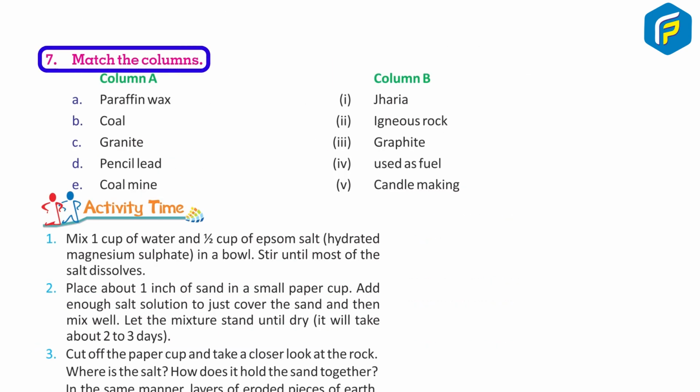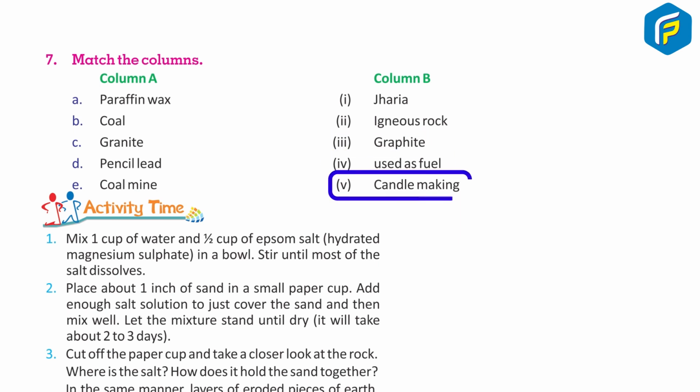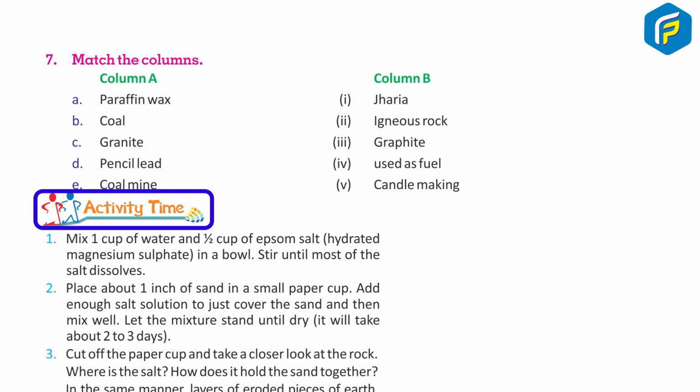7. Match the columns. Column A. A. Paraffin wax. B. Coal. C. Granite. D. Pencil lead. E. Coal mine. Column B. 1. Jharia. 2. Igneous rock. 3. Graphite. 4. Used as fuel. 5. Candle making.